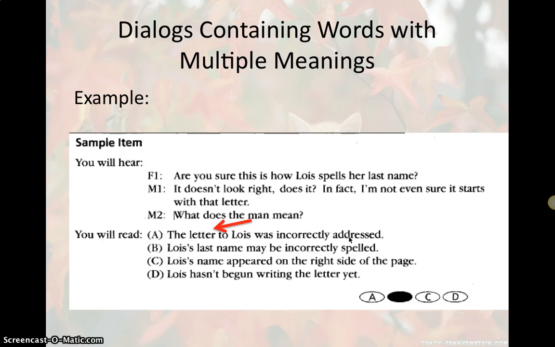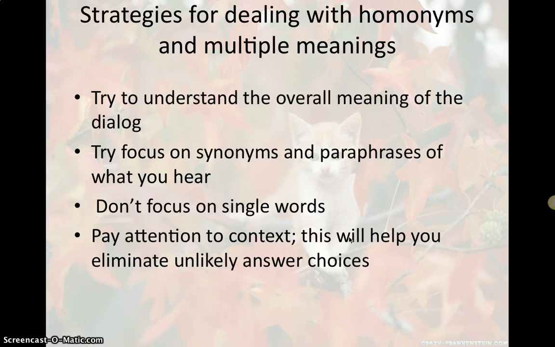Okay, so here we have a word with multiple meanings, and here again. So, some strategies for dealing with homonyms and words with multiple meanings. You should try to understand the overall meaning of the dialogue. Also, try to focus on synonyms and paraphrases of what you hear instead of the exact same word. And don't focus on just single words. Focus on the overall message and the sentence. Also, pay attention to the context. What is the situation that they're speaking about, or what is the setting that they're speaking in? This will help you eliminate unlikely answer choices.